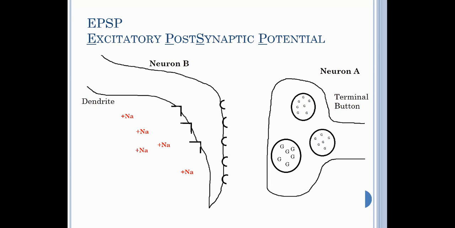The vesicles in the terminal button are first pushed up against the cell membrane and then open to release the neurotransmitter. Glutamate molecules will then move across the tiny gap between the point of their release from the axonal ending of neuron A and the dendrite of neuron B. Receptors for the neurotransmitter are shown on the dendrite.